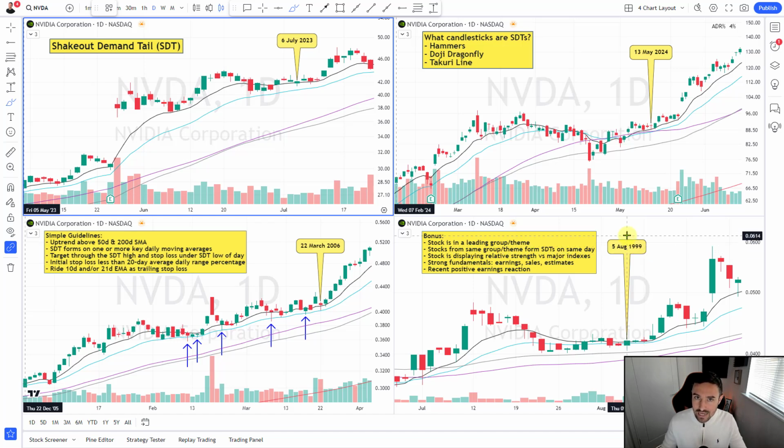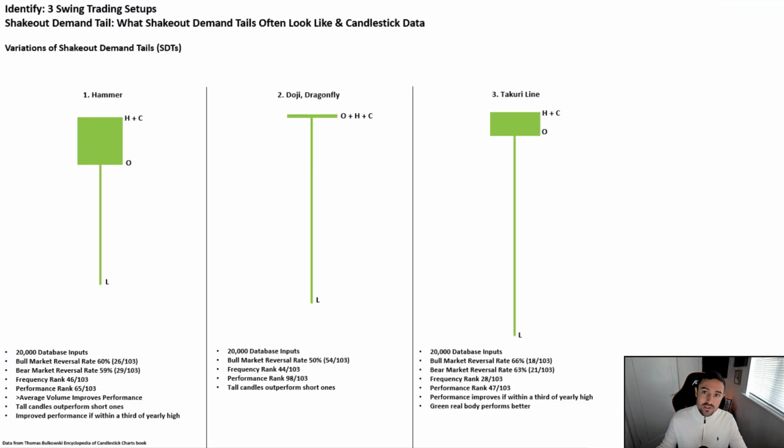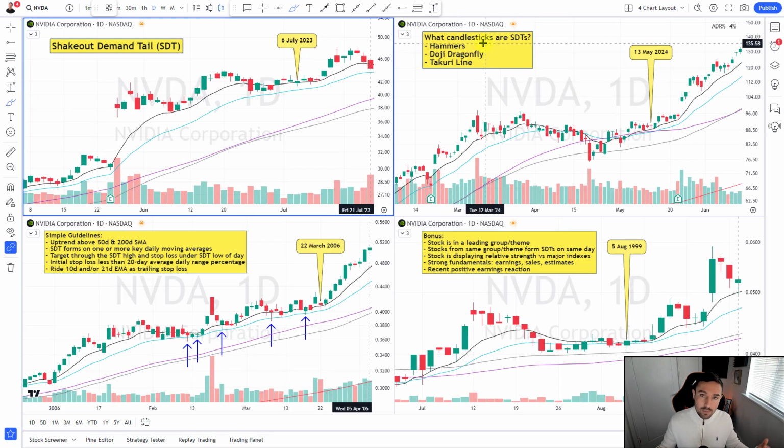So what is a shakeout demand tail? Well, this feeds on and leads on from Thomas Bulkowski's work where he tested 4.7 million Japanese candlestick combinations. So hammer candlesticks, doji dragonflies, and takuri lines, I put that under the umbrella for what I call shakeout demand tails. Now, it's not just that I'm looking for a hammer, a doji dragonfly, or a takuri line.